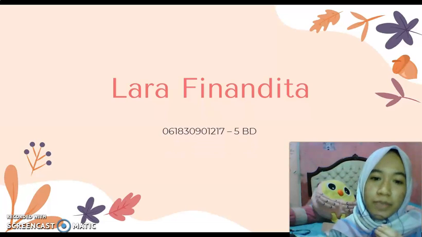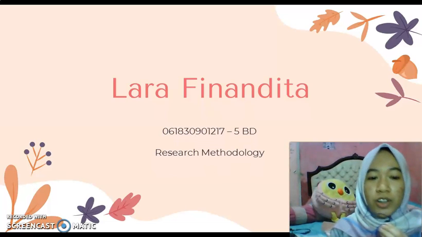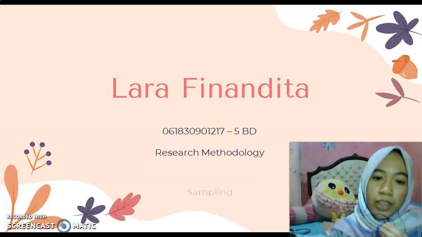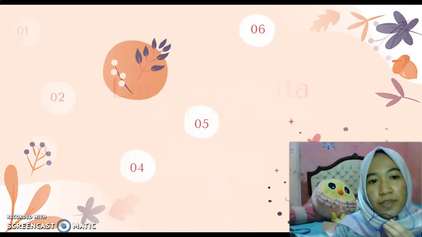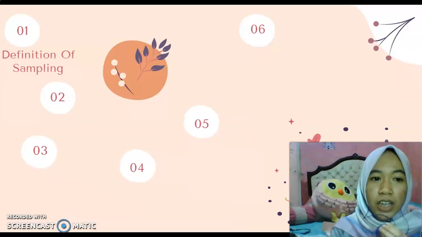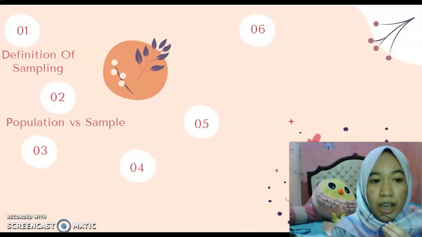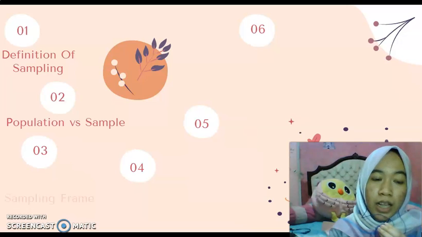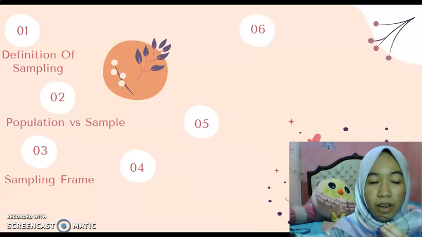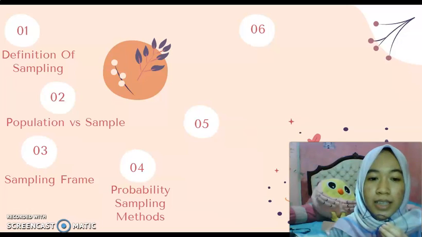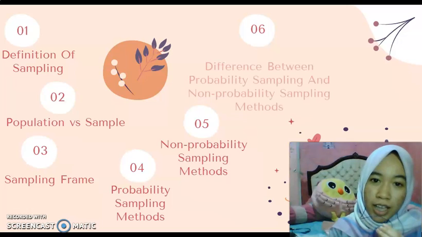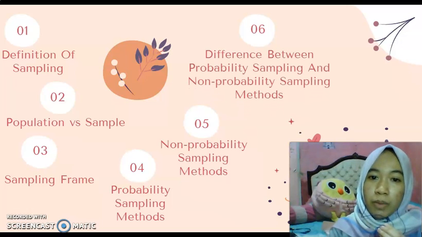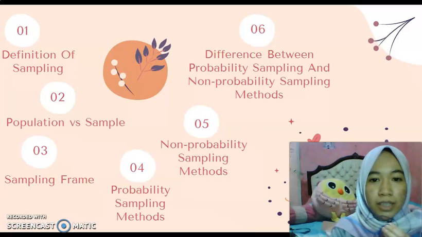I'm from 5BD class with research methodology subject. And this week, I'm back to explain about sampling. What are we going to discuss? The first is definition of sampling. Second, population versus sample. Third, sampling frame. Fourth, probability sampling method. Fifth, non-probability sampling method. And the last, difference between probability sampling and non-probability sampling method.